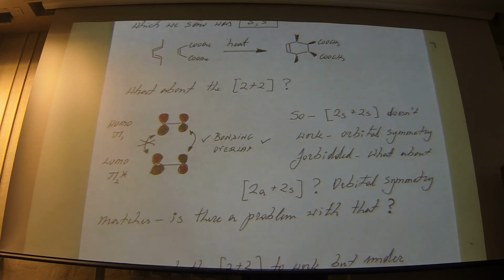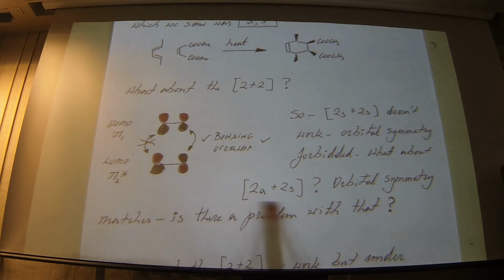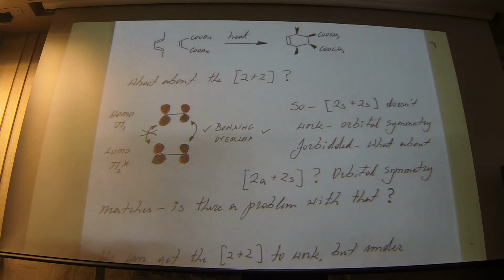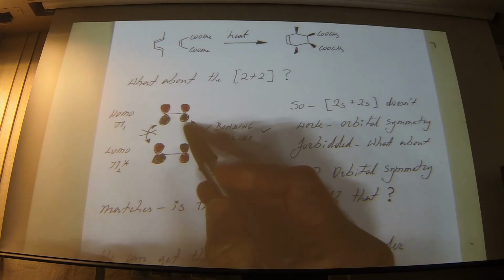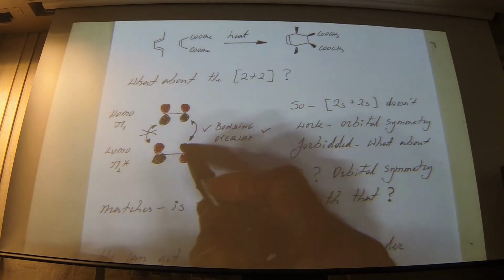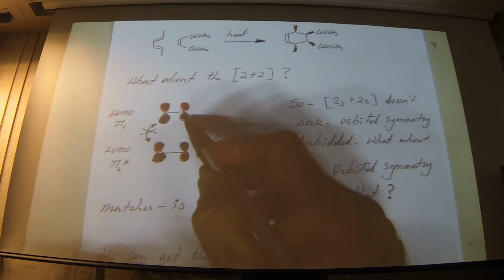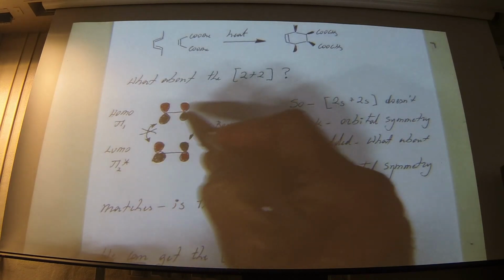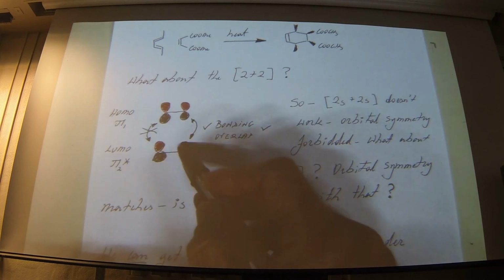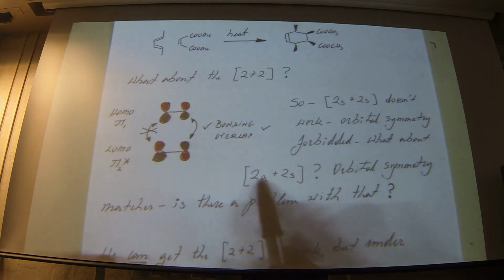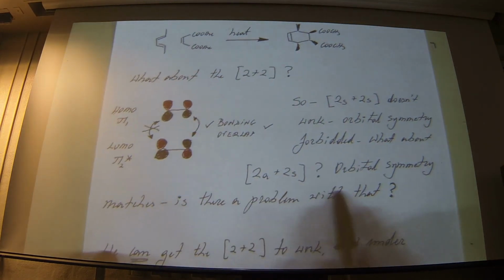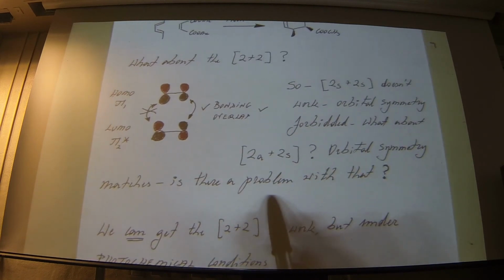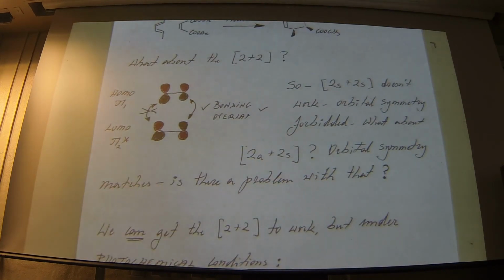Can't happen. But we've seen 2 plus 2s. Well, this is thermal. What about 2a plus 2s, right? You just told me correctly that the Diels-Alder had another option. Look, this one has another option too. Why can't we just have these two overlap, and then this one overlaps with that? So it would be a suprafacial, antarafacial, 2a, 2s. Orbital symmetry matches. What's the problem? Well, it's the same one you told me. It's just too strained.